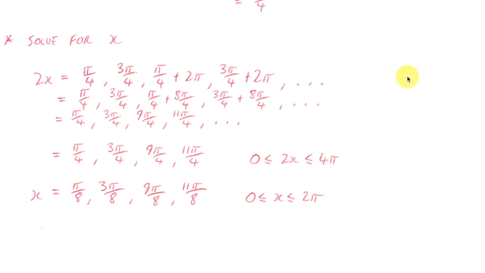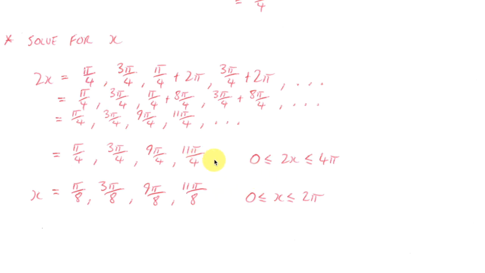In this line of workings, I just made sure that all the fractions are written as being over 4. Here I've combined the fractions. In this line, I've only accepted the solutions which are within the appropriate domain. And in this line, I've divided everything by 2. So 2x becomes x, and then the pi on 4 is pi on 8, 3 pi on 4 is 3 pi on 8, and so on. Dividing by 2, of course, is the same thing as multiplying by a half.